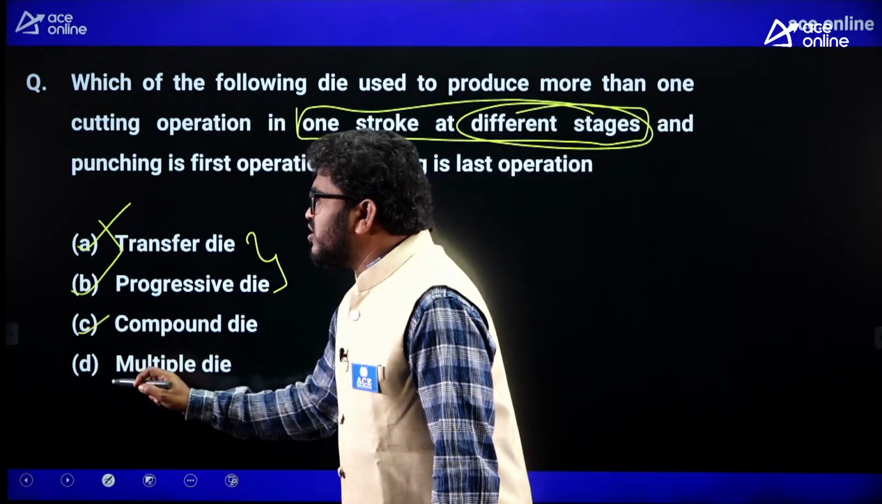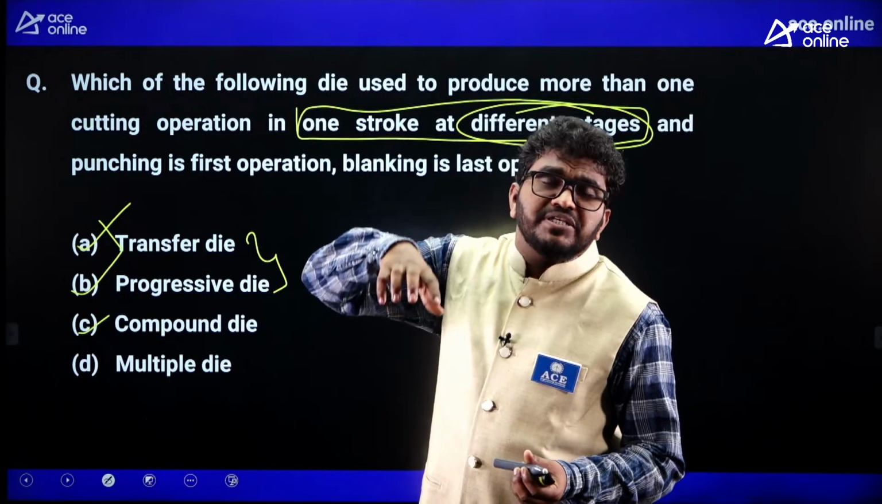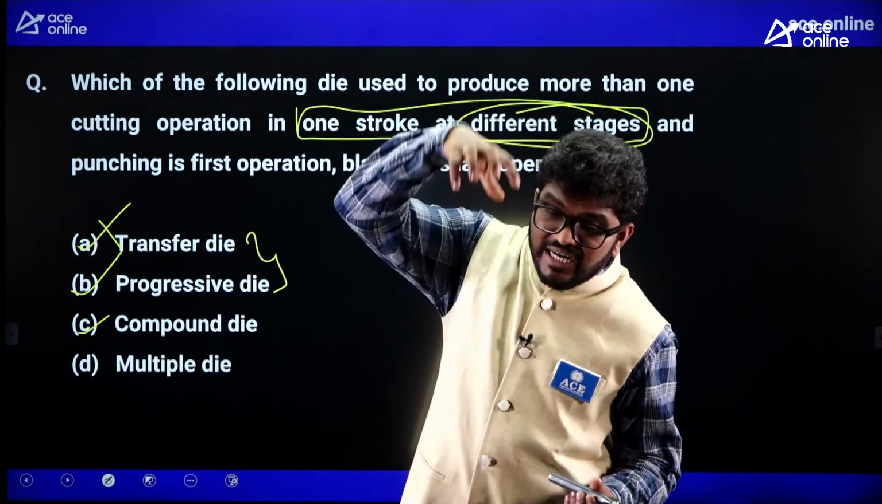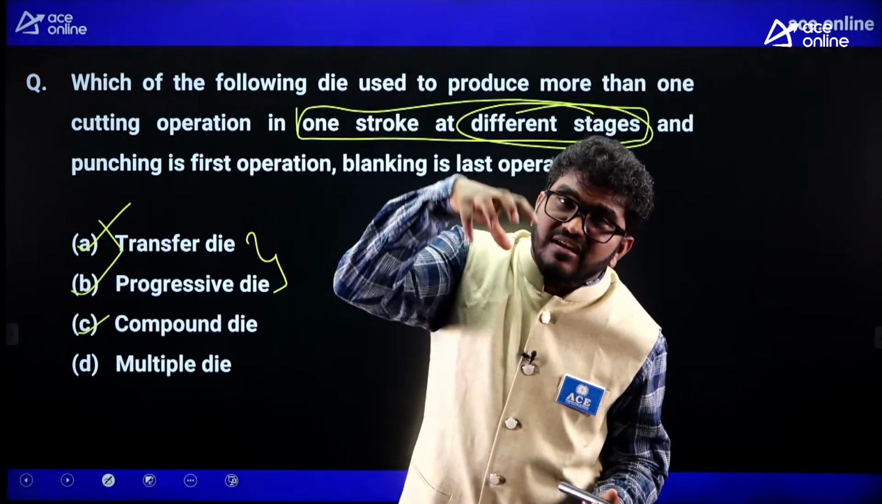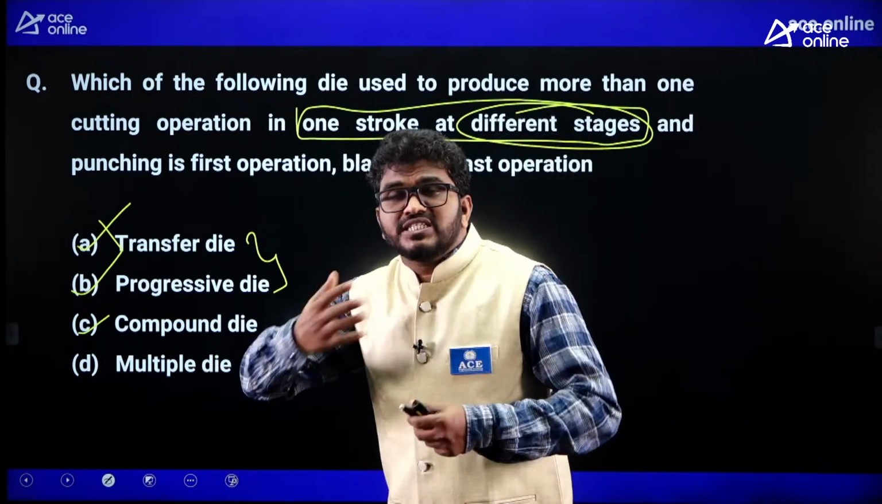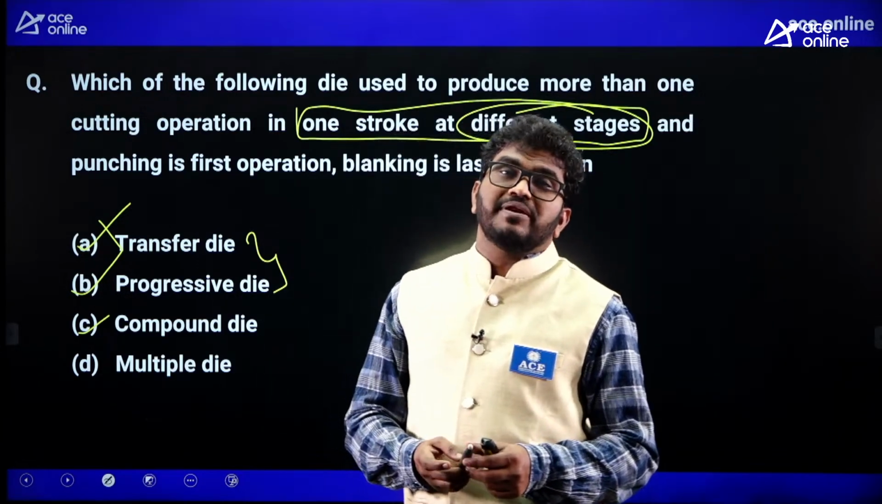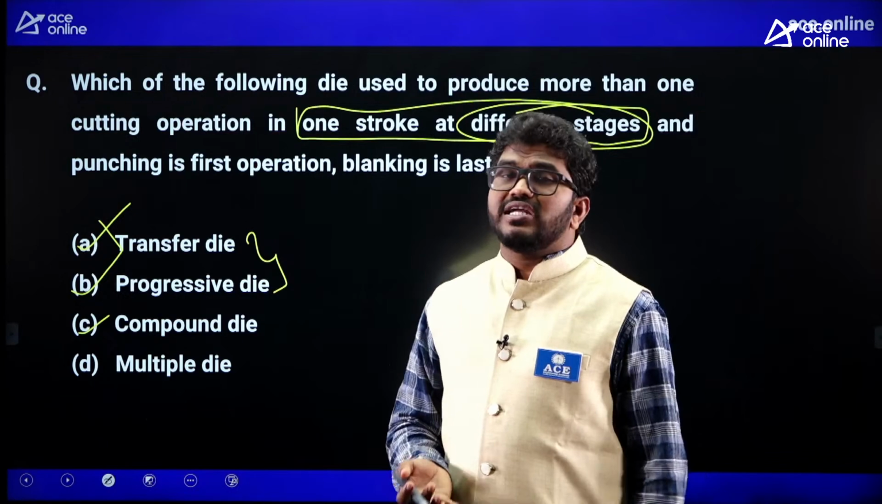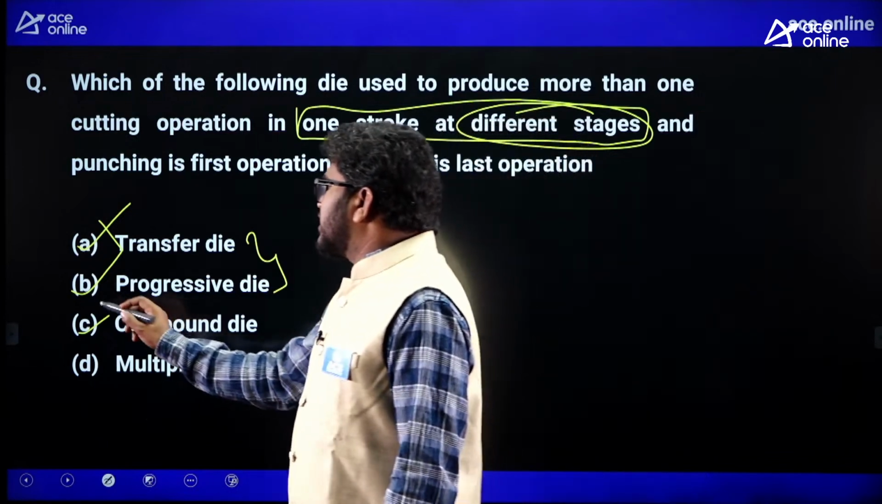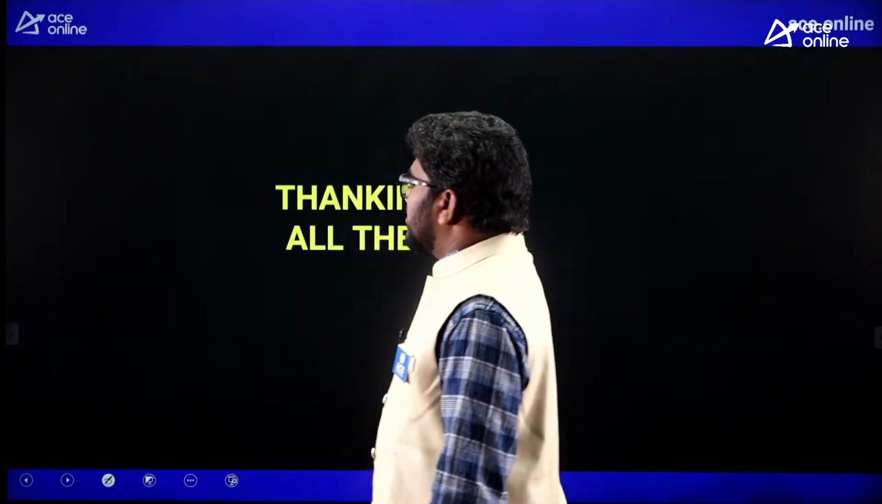Compound die means more than one cutting operation is performed in one stage at a time, where both blanking and punching take place. Combination die is a combination of metal forming, metal cutting and sheet metal operations like sheet metal drawing. So the correct answer for this question is B, progressive die.